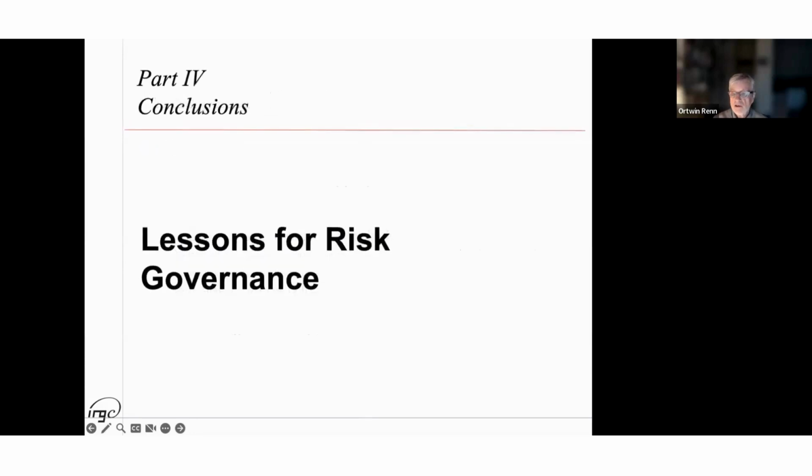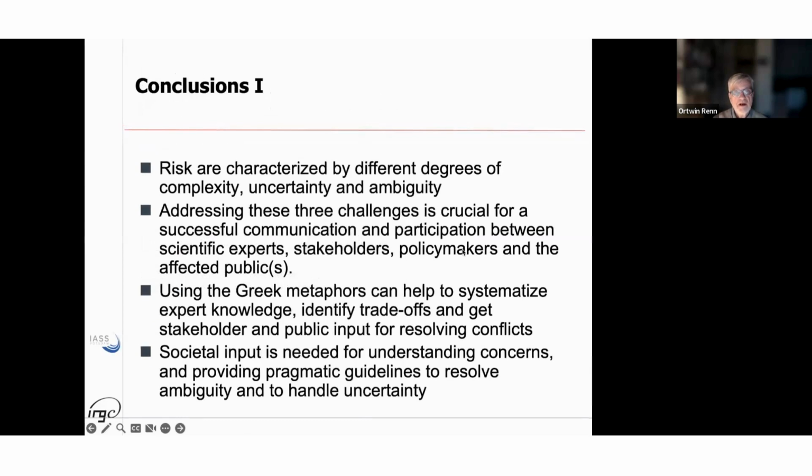Yeah, then I come to my conclusions, and then I'm happy for the discussion. Risks are characterized by different degrees of complexity, uncertainty, and ambiguity. Addressing these three challenges is crucial for successful communication and participation between scientific experts, stakeholders, policymakers, and the affected publics. The Greek metaphors can help us to systematize expert knowledge, identify trade-offs, and get stakeholder and public input for resolving conflict. We get even a roadmap for this using those metaphors. Societal input is needed for understanding concerns and providing pragmatic guidelines to resolve ambiguity and to handle uncertainty.